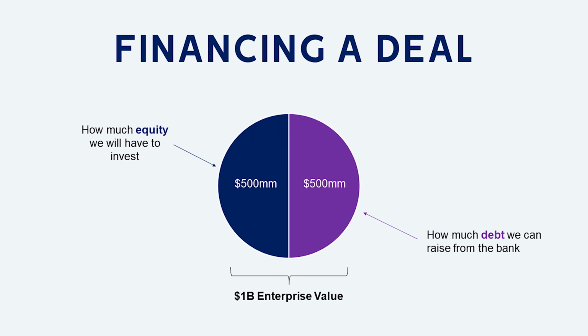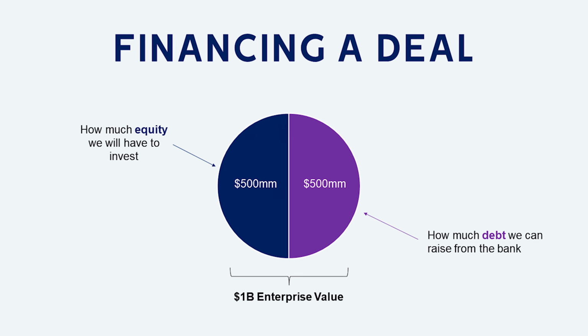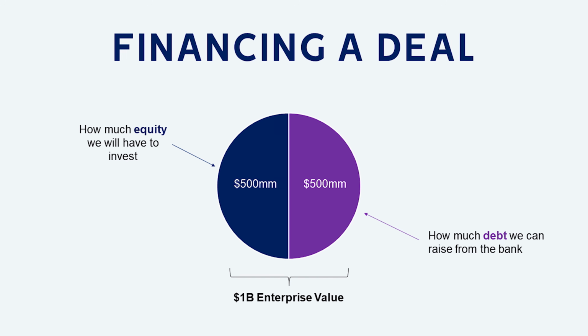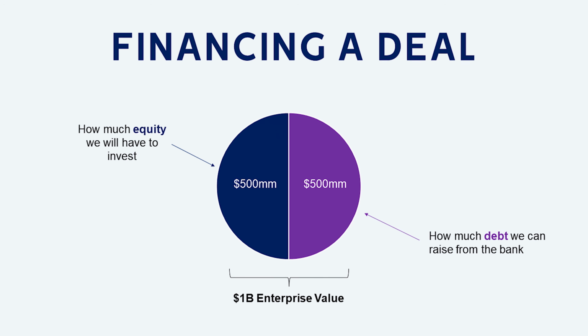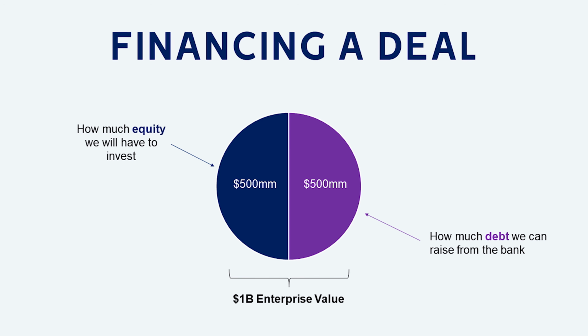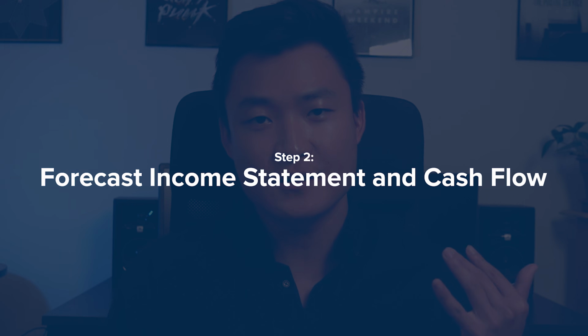When you take out a mortgage, that's the debt piece that we'll be concerned with. And then we have the equity piece, which represents the investment that we will put in. And that's another big corporate finance rule. Whenever you're financing any kind of business or an acquisition, it can either be done in debt or equity. The next step is to forecast out the financials.